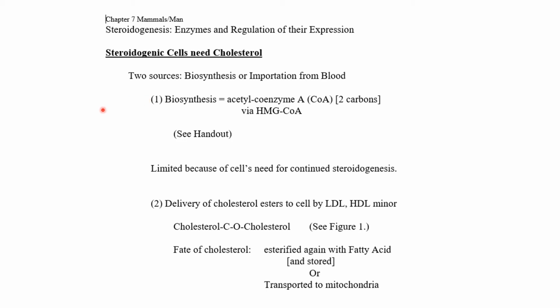So the handout, you don't have this handout because you don't need it. It's 2 pages from a biochemistry book. I just want to show you what it takes for a steroidogenic cell to make cholesterol. For most cells in the testicle and in the ovary, this will be somewhat limited because our reproductive cells really have a continued need to make steroids, and so cholesterol from the blood is probably the preferred method to get cholesterol to these cells.